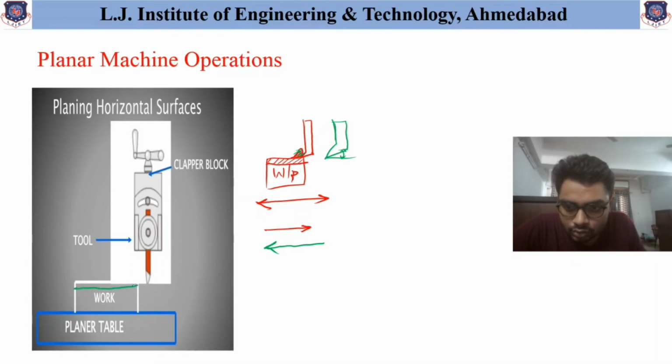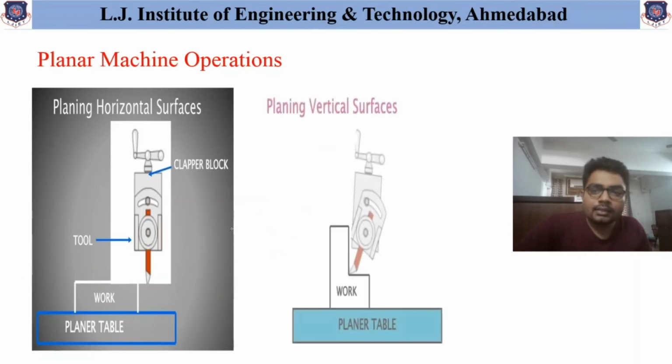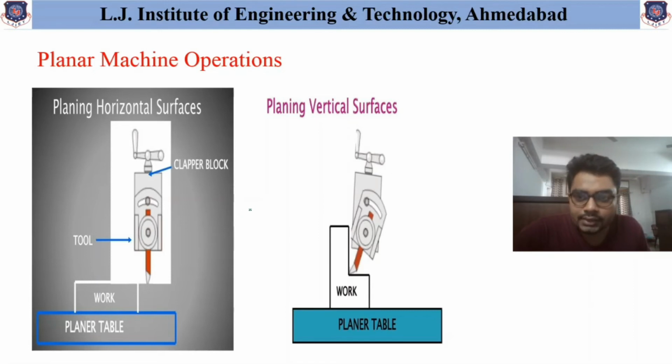If one wants to machine this horizontal surface, with the help of this planar table, this workpiece is given horizontal movement or horizontal reciprocating movement, and as this tool is set perpendicular to this workpiece, during the forward stroke it removes the material, and during the return stroke it simply rubs against the surface, and this is how this horizontal surface can be machined. Now the other case is the planing of vertical surfaces, and that is important to understand in the case of the planar machine.